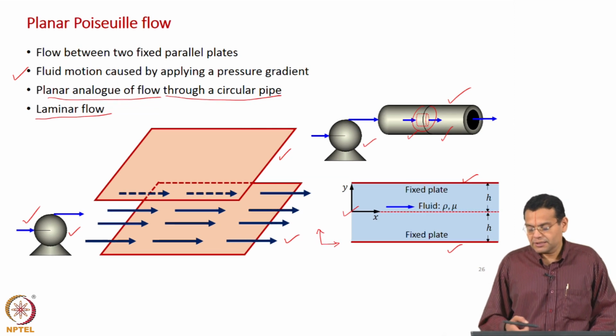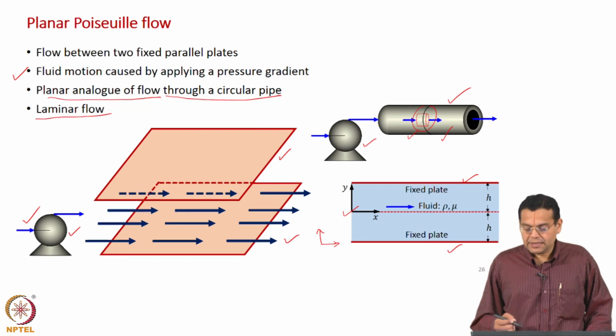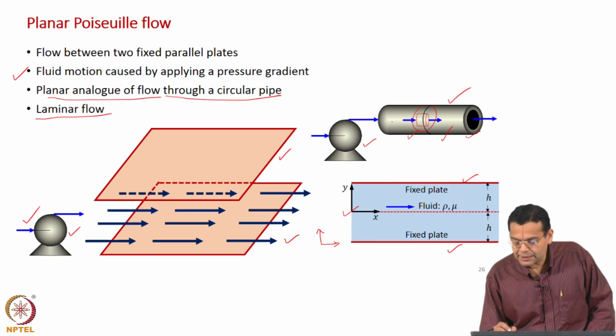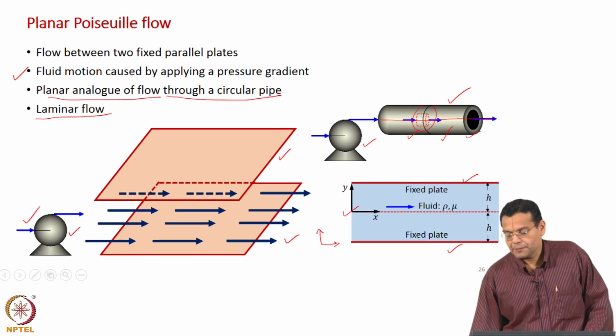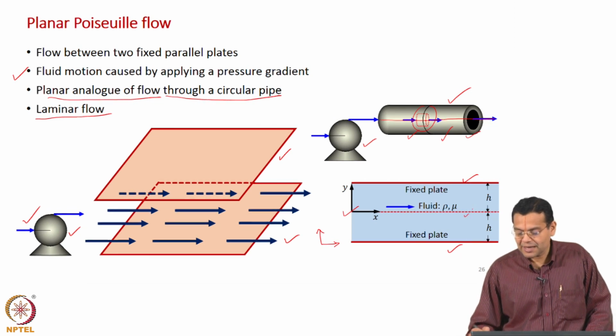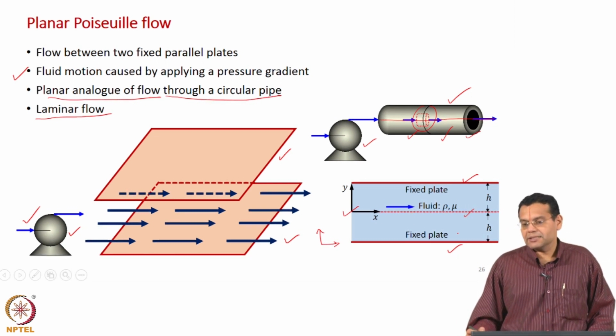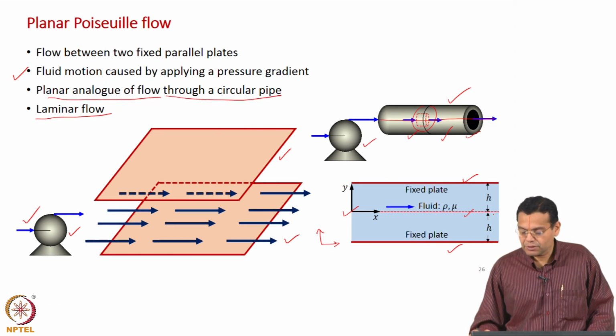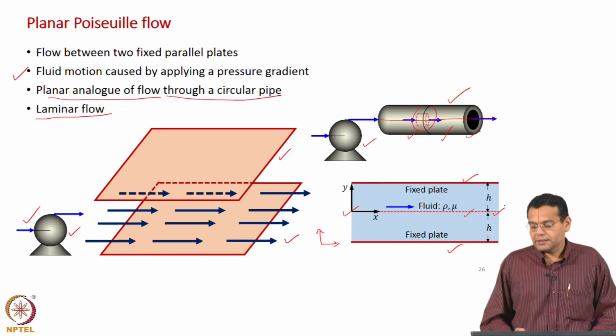Now, the reason for choosing the axis at the center line is that, remember, we are discussing this as a planar analog or Cartesian analog of the cylindrical pipe. For the cylindrical pipe, obviously, let us say r equal to 0 will be the axis of the pipe. So, we also would like to choose an axis which is similar to the axis which you would choose for flow through a circular pipe. That is why y equal to 0 is chosen at the center of the plates.